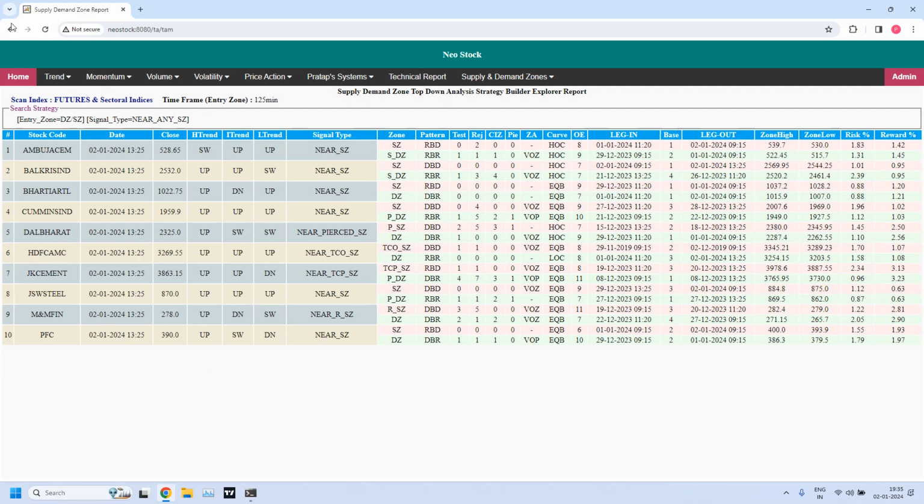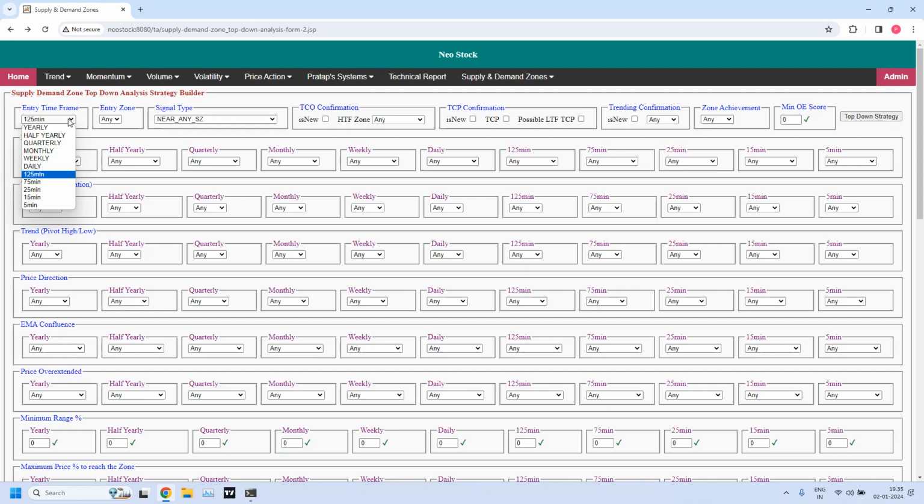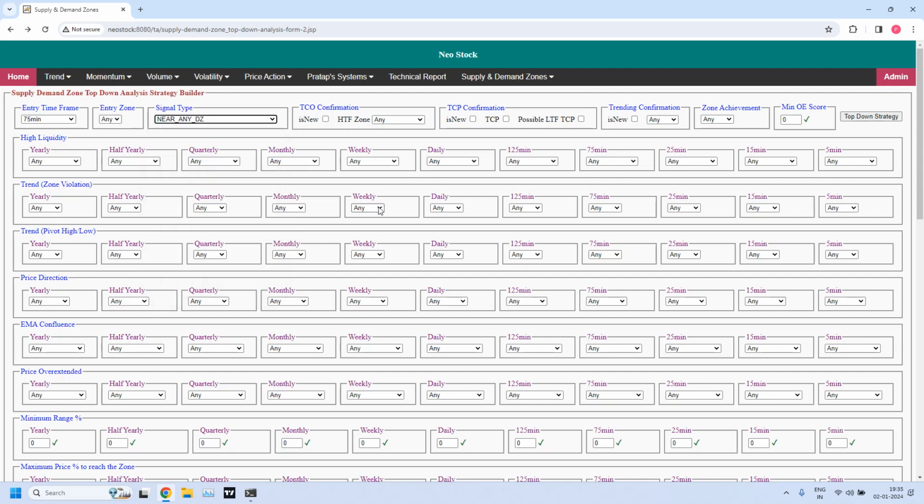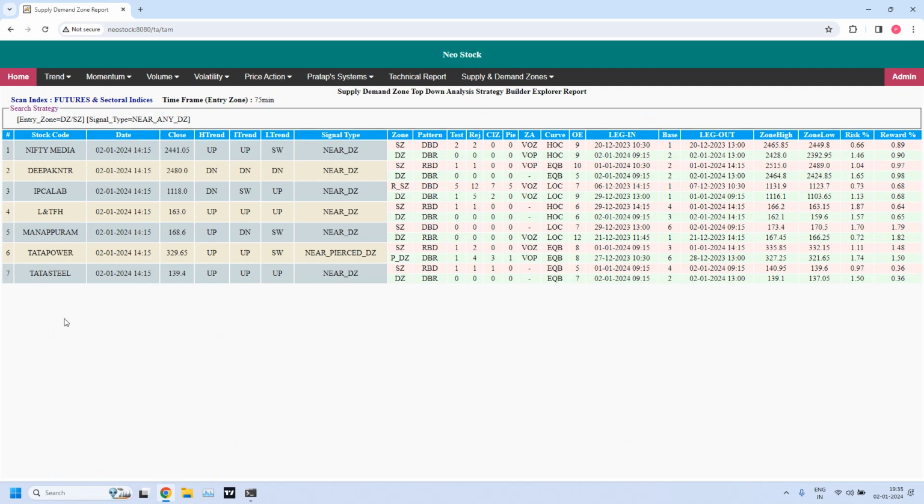Now let's go back. Let us change the time frame to 75 minutes time frame. Entry time frame is 75 minutes. Let us find the stocks near 75 minutes demand zone. The 7 stocks are filtered. Let us identify any high liquidity demand zones. So we didn't find any high liquidity demand zones on 75 minutes time frame. So let's go back.